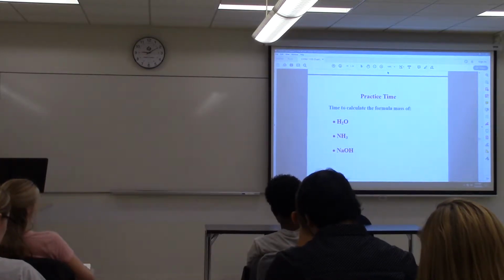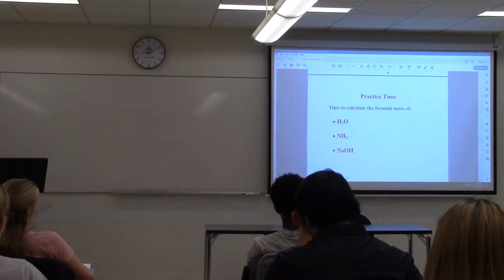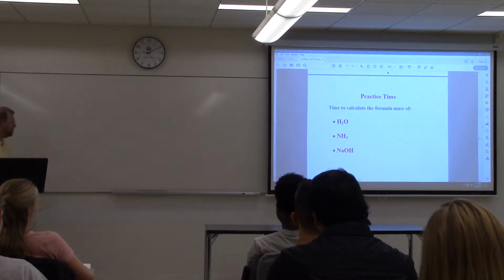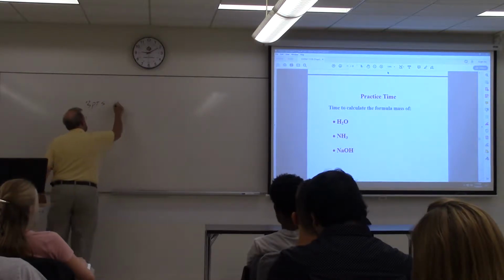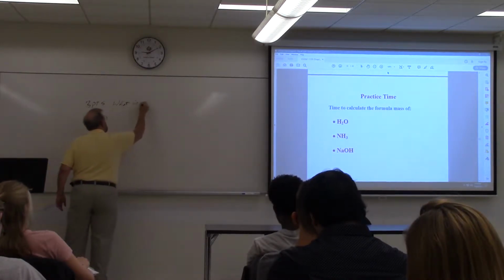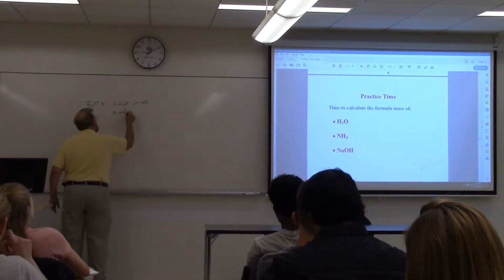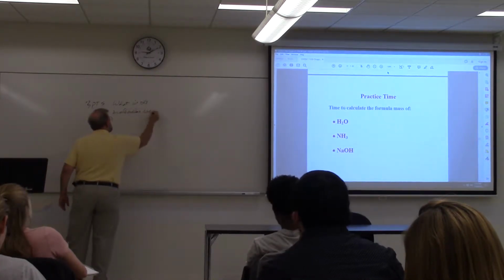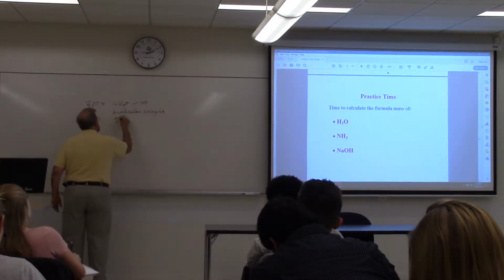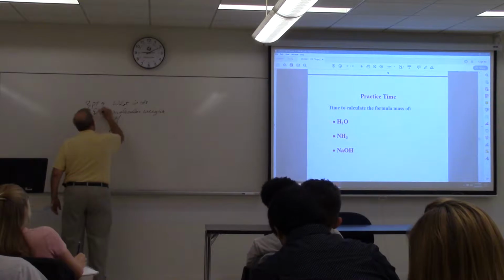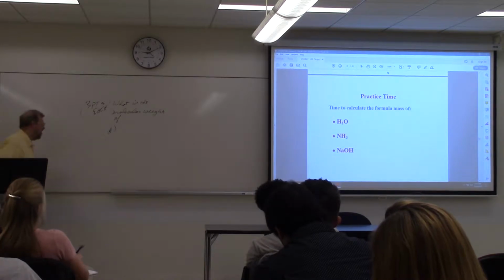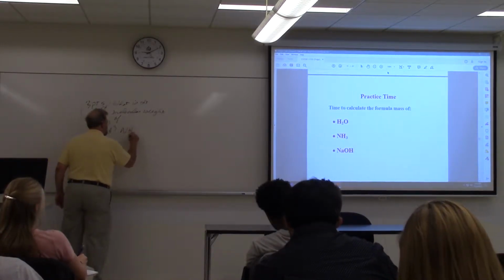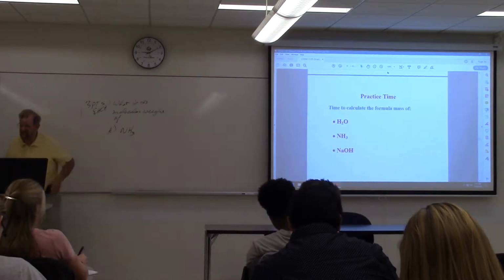Now, it's practice time. Did I do water last time? Did I do ammonia? Alright, now I know where I went. So the question would be, what would be the molecular weight of ammonia? Well, you need a periodic table. Let's get one up.